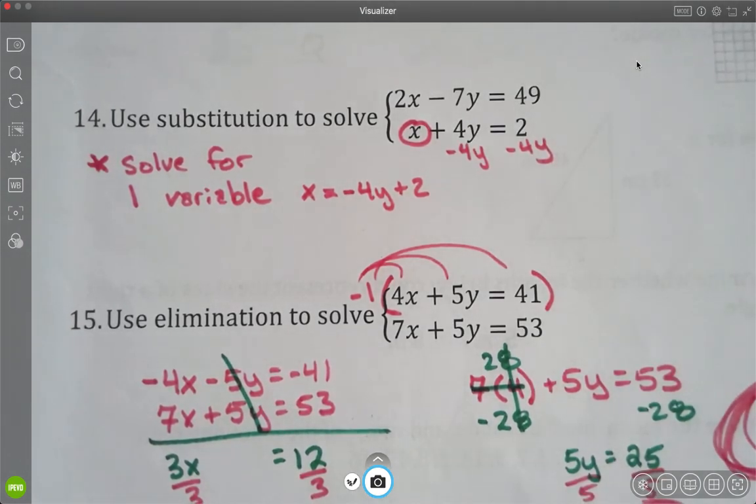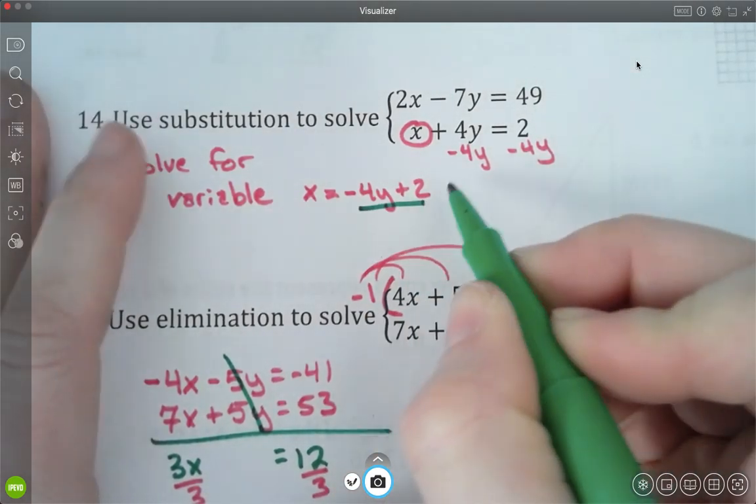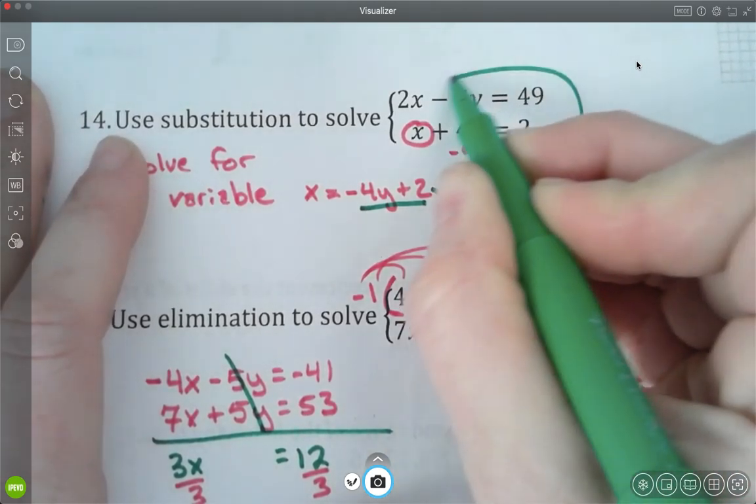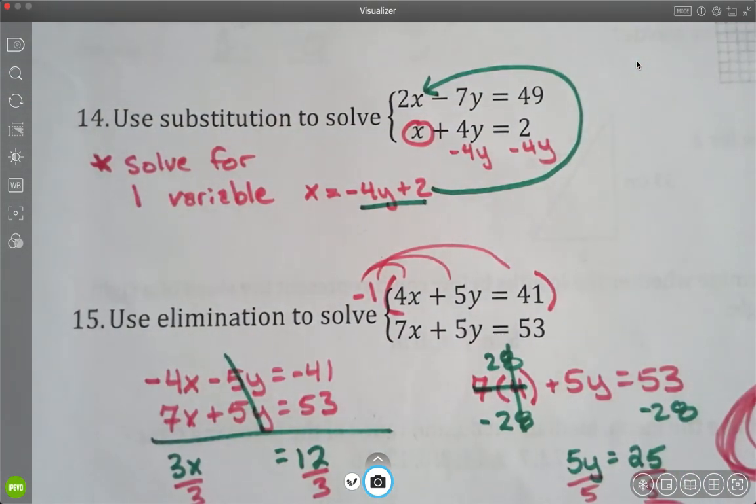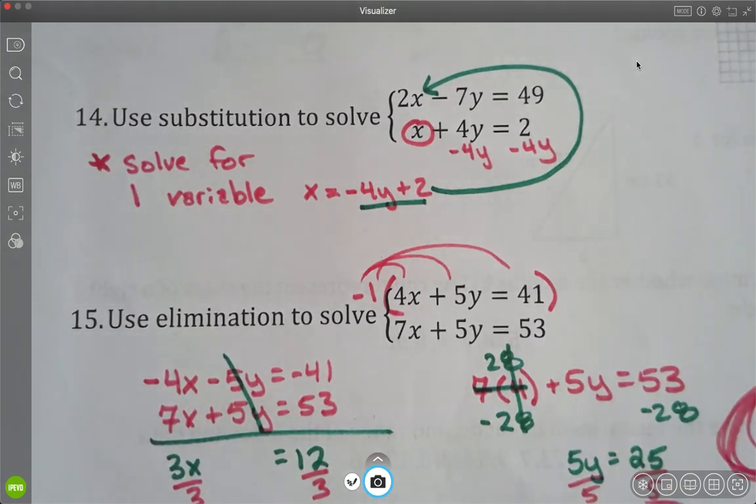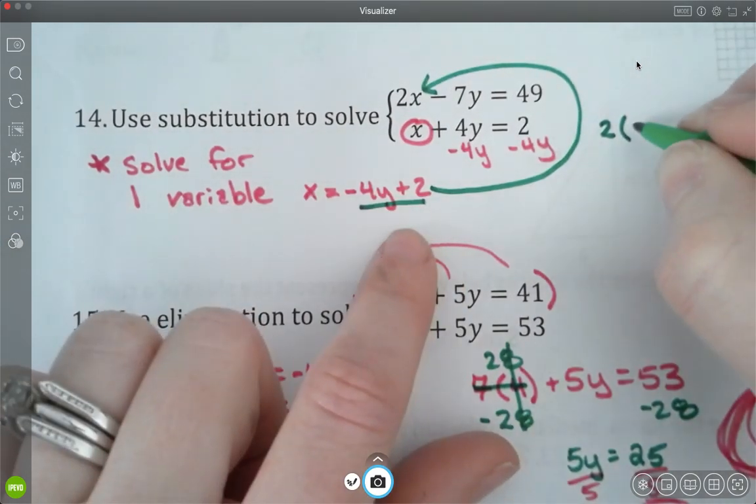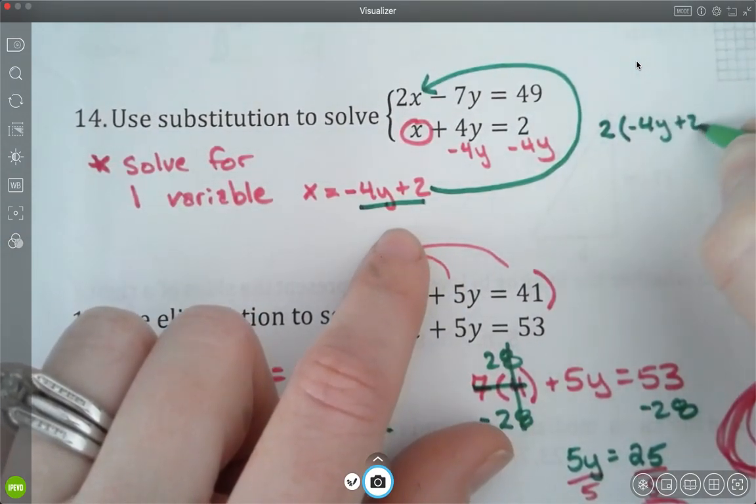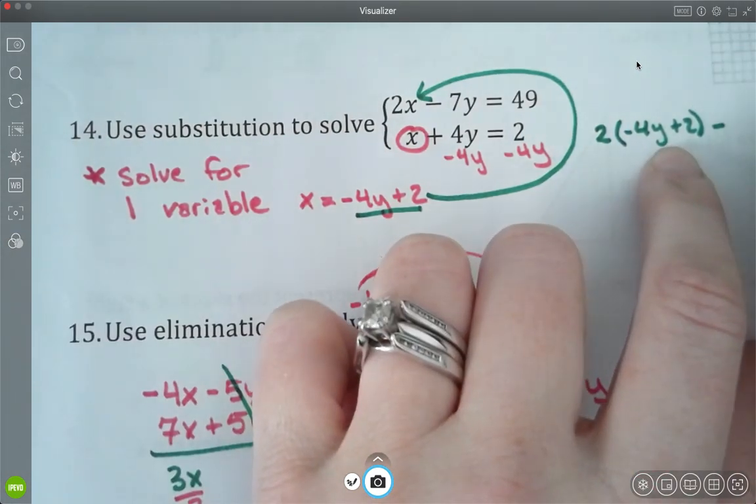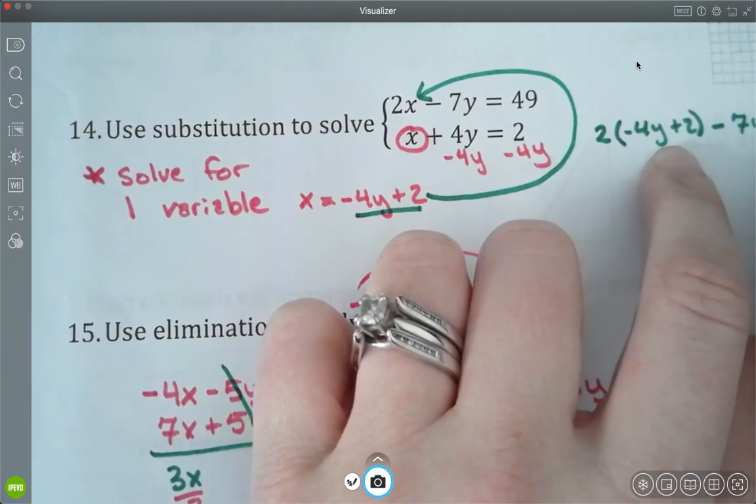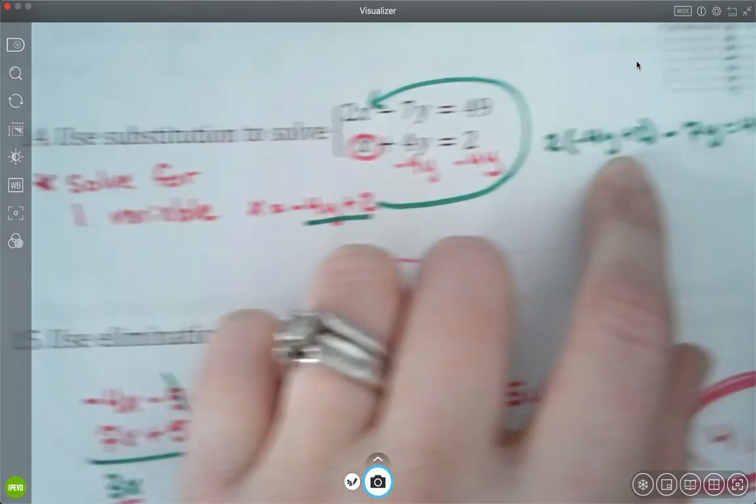Now I'm going to plug that into the 2, the top one, right? The x on the top. I'm going to plug it into the x on the top because we used the bottom equation to solve for x. Now we're going to plug it into the equation that we didn't choose. So 2 times negative 4y plus 2. That's what's going in for x. Minus 7y equals 49.